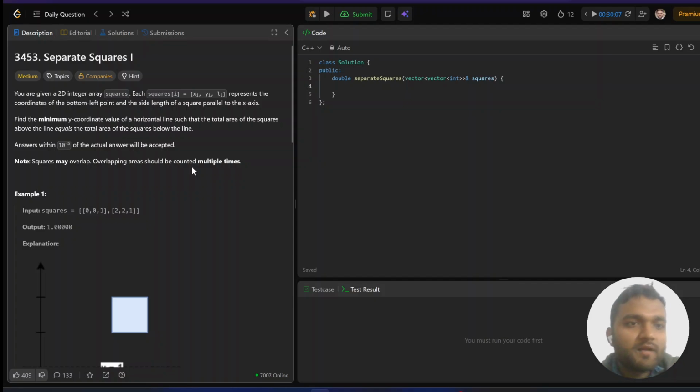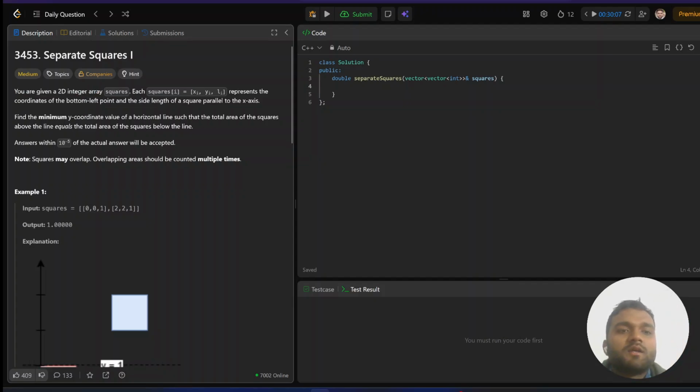So let me study the question. Today's question is LeetCode 3453, Separate Squares 1. Let's understand the question first, because understanding the question is more important. You are given a 2D integer array squares. Each square has three variables.